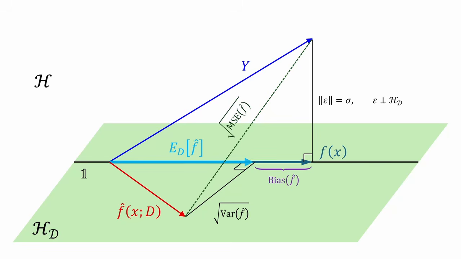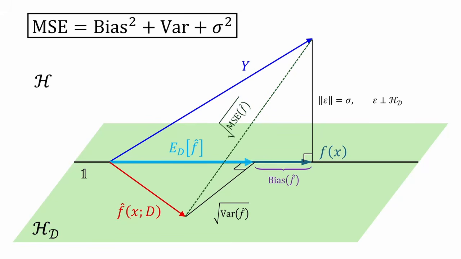So this green vector has 3 orthogonal components, as we can see. The vertical one, epsilon, that is orthogonal to H_D. The bias lies in the subspace 1. And the last component, f hat minus its own mean, lies in H_D but is orthogonal to 1. By the Pythagorean identity, the MSE is bias squared plus the variance plus sigma squared.